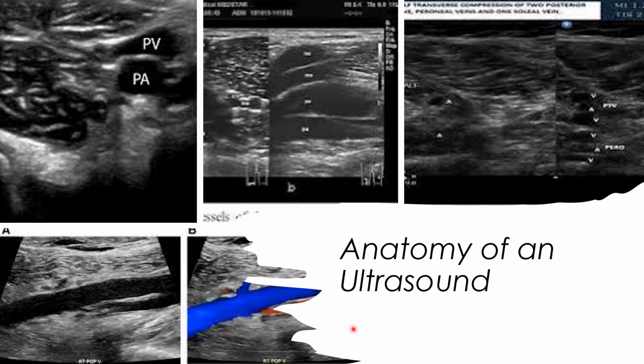Now here, if you continue on down, let's say that you follow the superficial femoral all the way down. You followed it as it transversed through the adductor canal. Here you would see posterior knee, you would see something like this, where the popliteal artery is going to be deep to the popliteal vein, and this is generally one of the easier areas to compress.